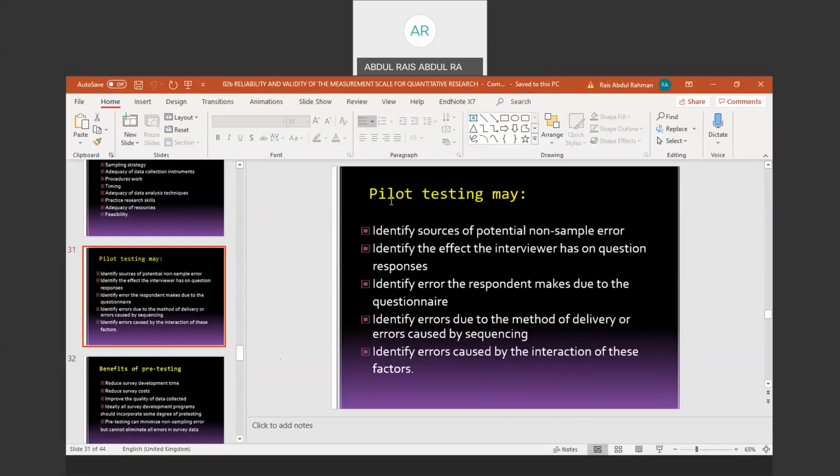A pilot study may identify source of potential non-sample errors, affect the interviewer has on question response, identify error that respondent may make due to the questionnaires, errors due to the method of delivery or caused by sequencing, or maybe identify errors that are caused by the interaction of all of these factors.